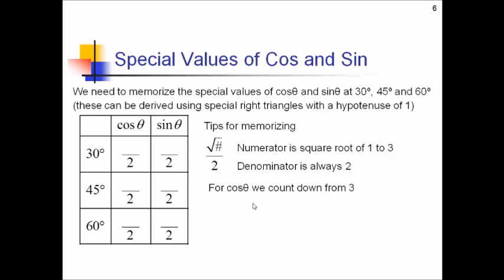And for cosine, we're going to start at 3 and count down. So this right here is the square root of 3, square root of 2, and square root of 1, which is just 1. For sine, we just count up. So we've got square root of 1, square root of 2, square root of 3. So we've got cosine down and sine up.